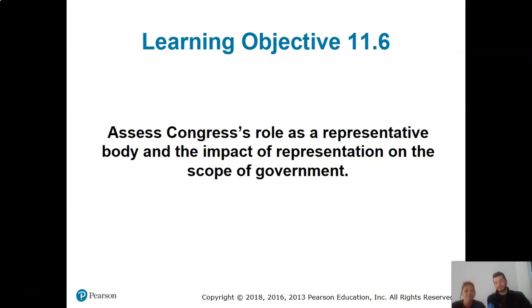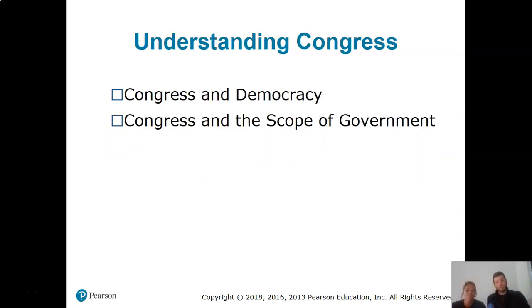Okay, moving to 11.6. Last one. Congress's role as a representative body. Understanding Congress. We'll talk about Congress and democracy, and then, as we always end, Congress and the scope of government.